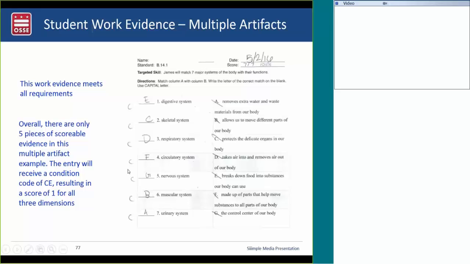I hope it becomes clear that if you have all these little bits and pieces taken care of, the chances that you're going to get a condition code are reduced drastically. Okay? And that's what we really want to see. We want to see kids get scored for the work that they've done, not because there are conditions present that don't allow us to score.